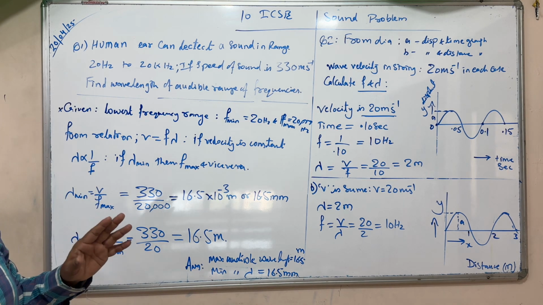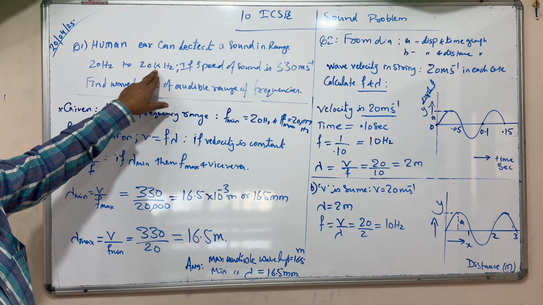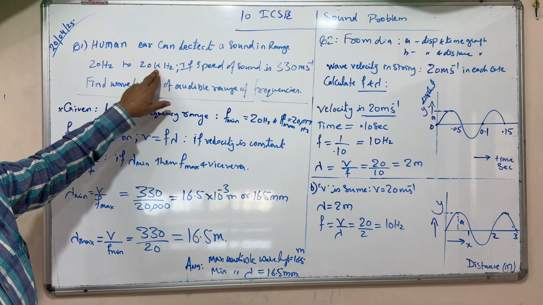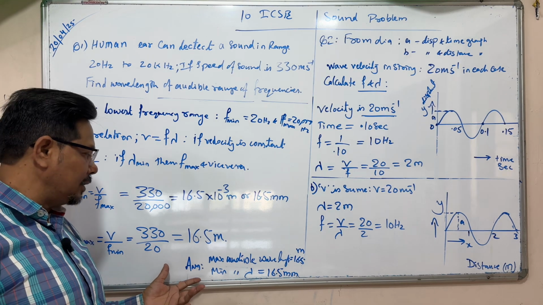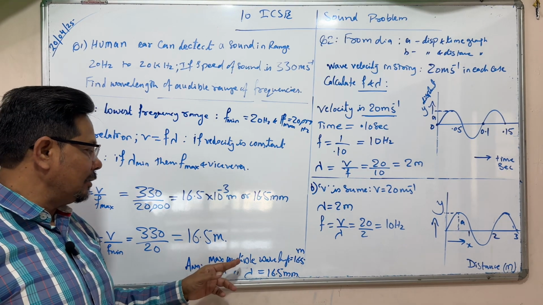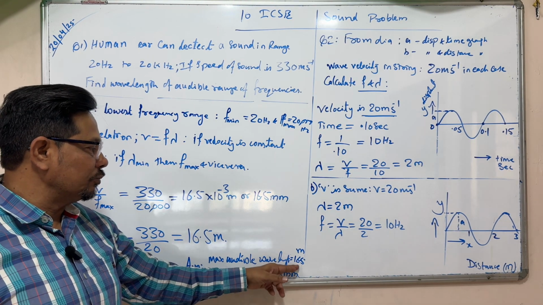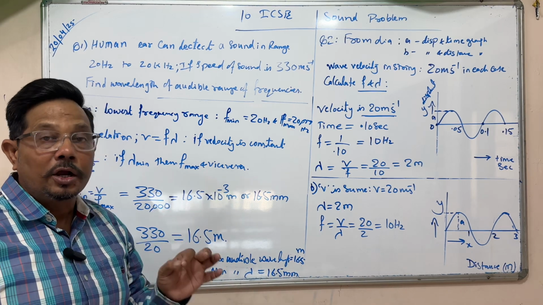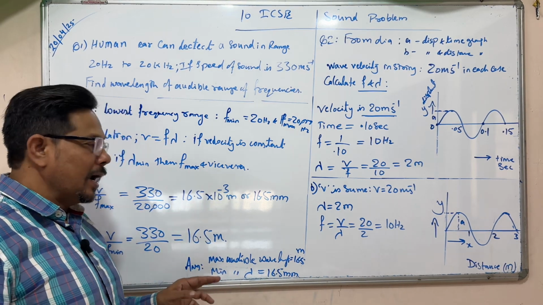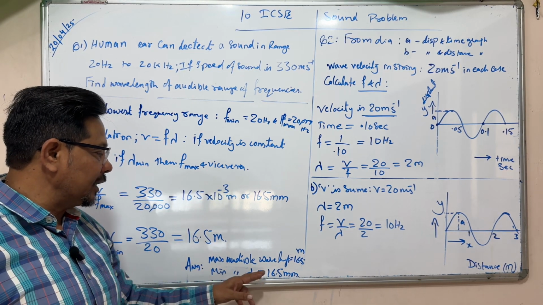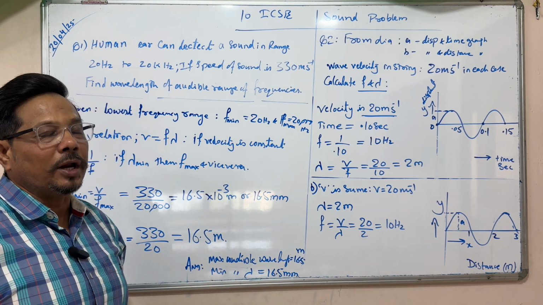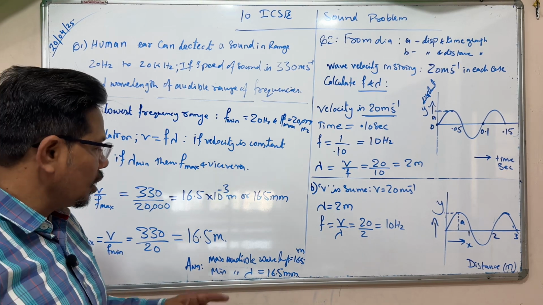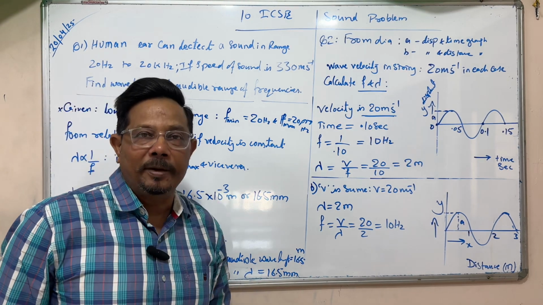But keep in mind, don't put K, this K means 1000. So in this way, at last you have to write the answer. Maximum audible wavelength is 16.5 meter. You should write the unit. And minimum wavelength is 16.5 into 10 raised to power minus 3 meter, or 16.5 mm.